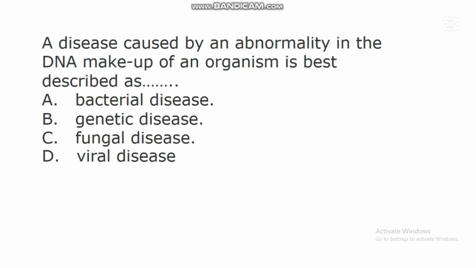The first question says, a disease caused by an abnormality in the DNA makeup of an organism is best described as dash. A. Bacterial disease. B. Genetic disease. C. Fungal disease. D. Viral disease. In this question, the correct answer is B.